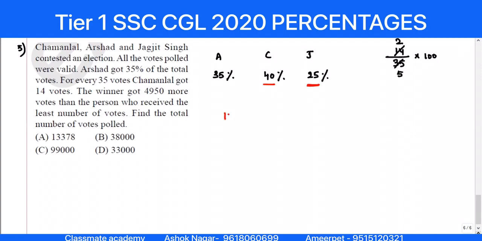What is the difference? 15% is how much? 4950. Find the total votes. 15 ones are 15. Then 1% is 330. Then 100% is 33,000.